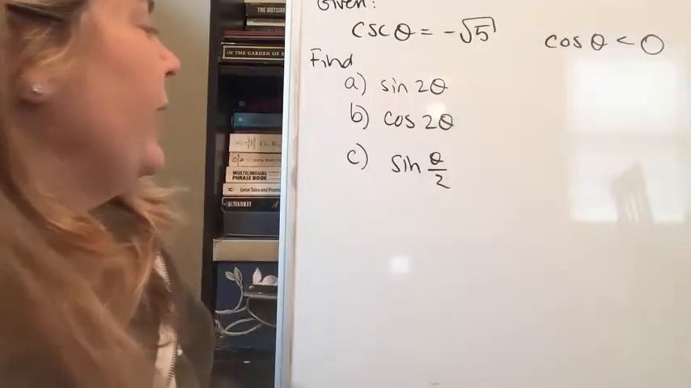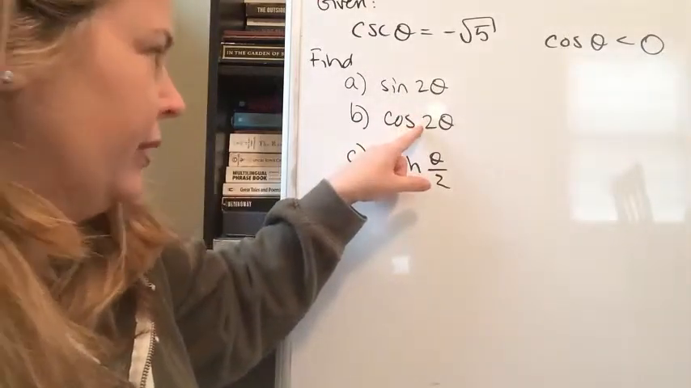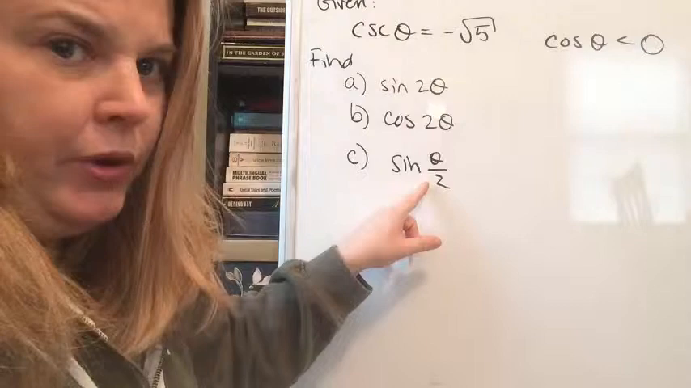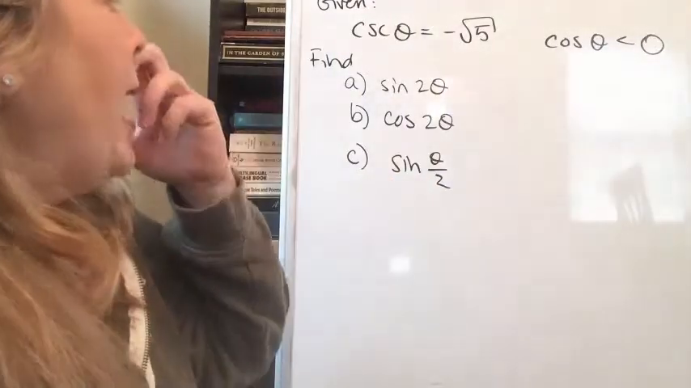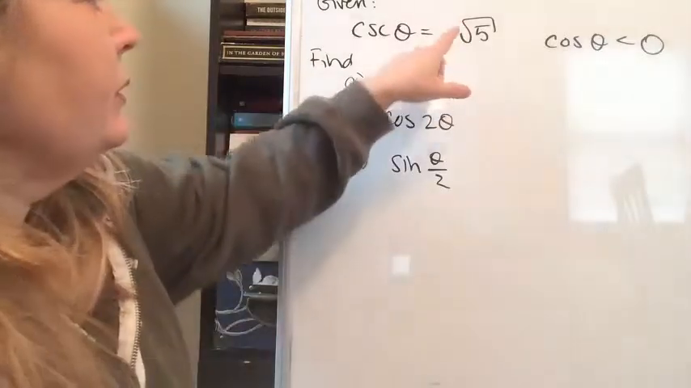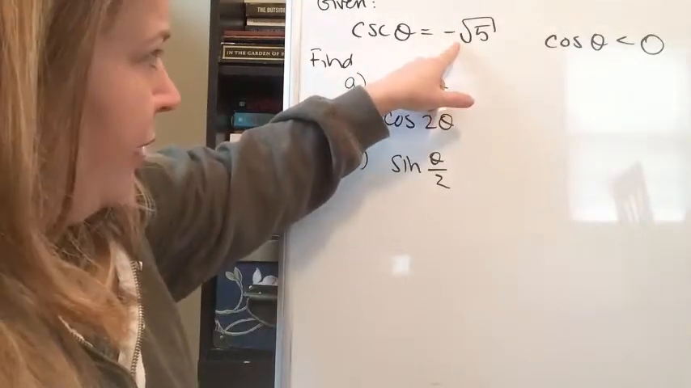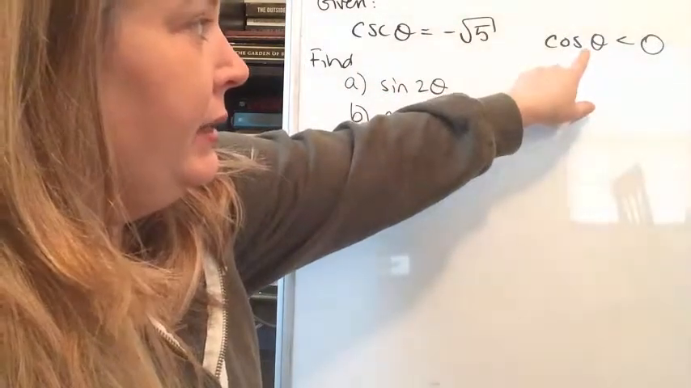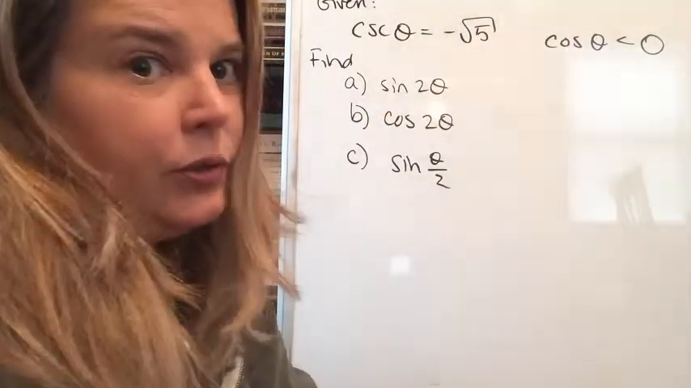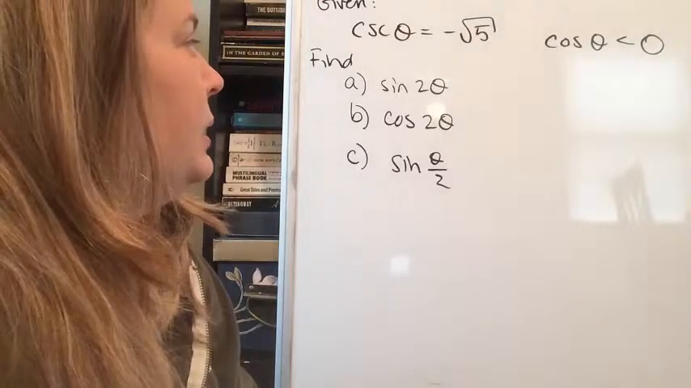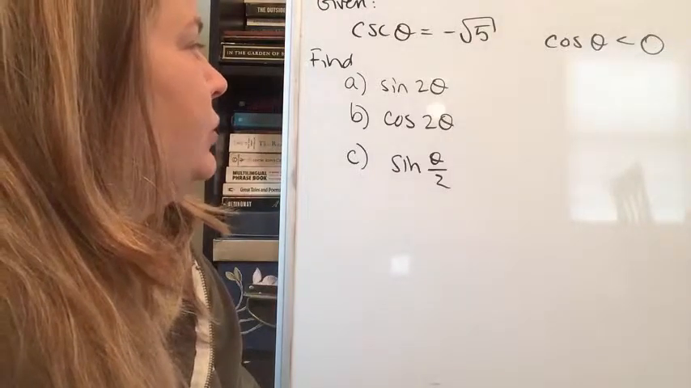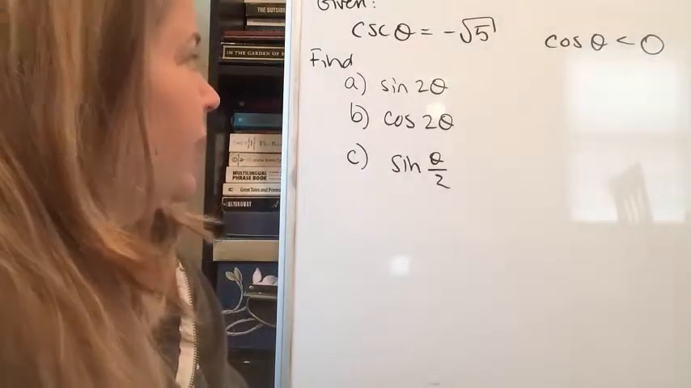This problem is one where we're going to have to use the double angle formulas and the half angle formula. All right, so what information did they give me? They gave me that cosecant of theta is equal to negative square root of 5, and cosine is negative. So I have to figure out sine and cosine for these formulas, which means I'm going to have to draw a triangle.